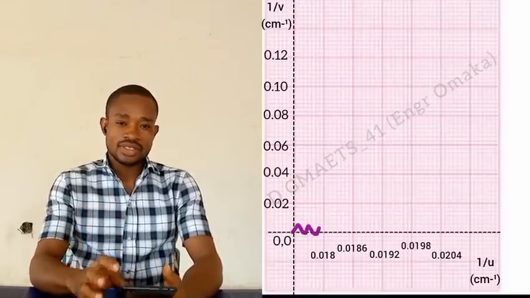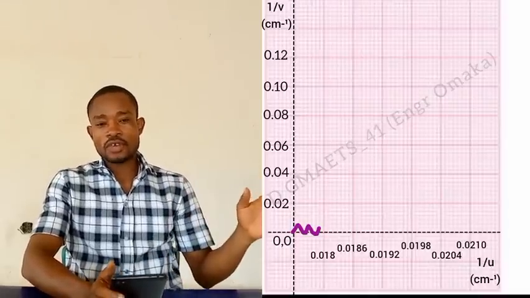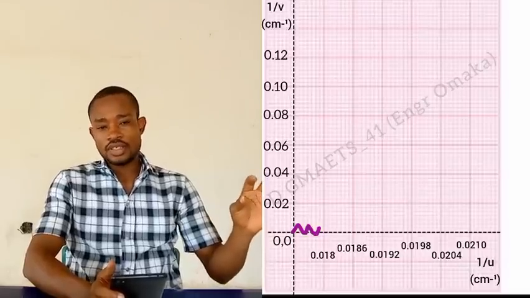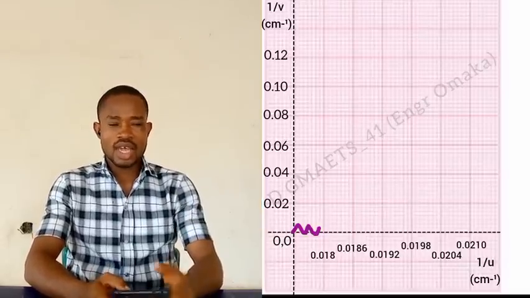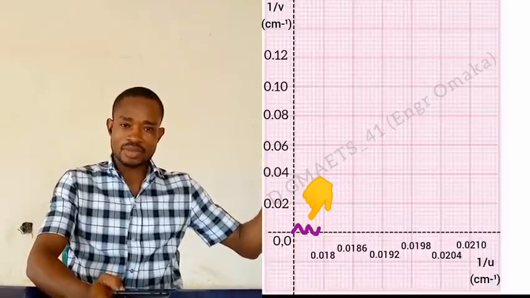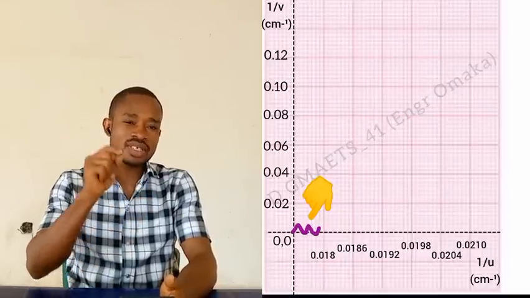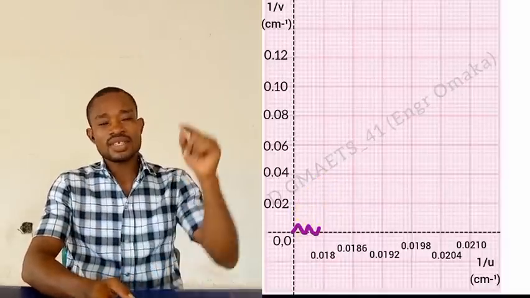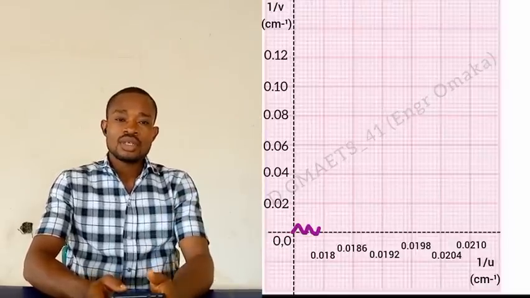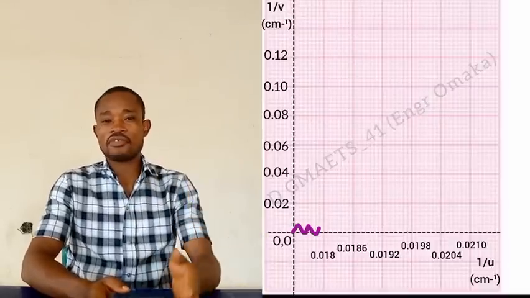Now, you notice there is something that I did on the graph from the origin along the horizontal. You notice that I did something, a purple line from the origin, giving us something like a zigzag, up to the point where we have the unit 0.018. What is the reason for that zigzag marking? It simply means that I stretched the horizontal axis of that graph.